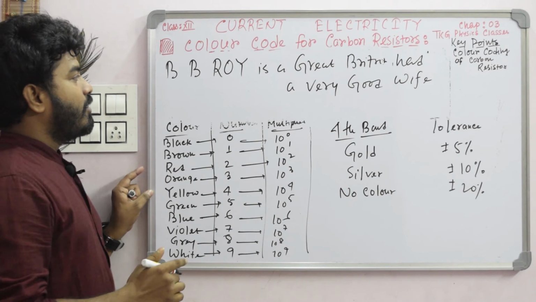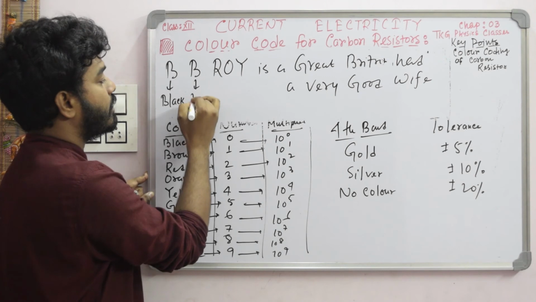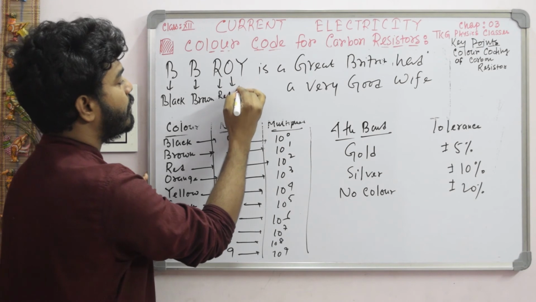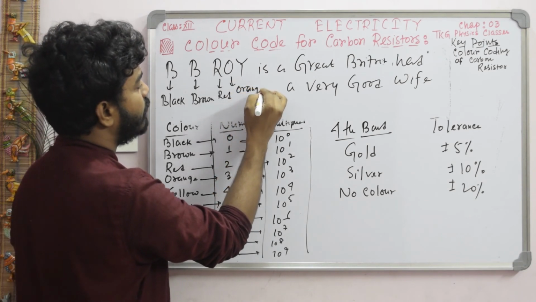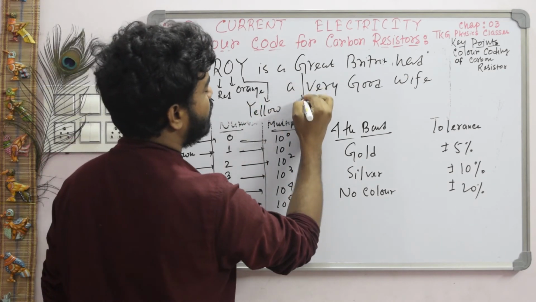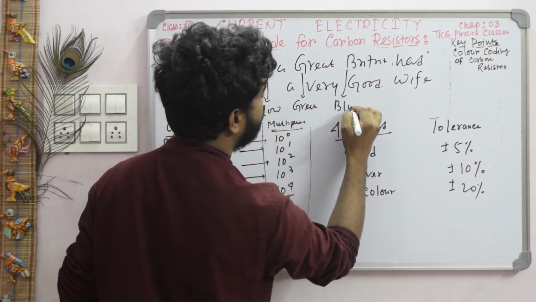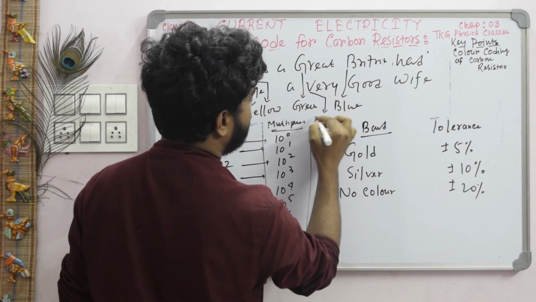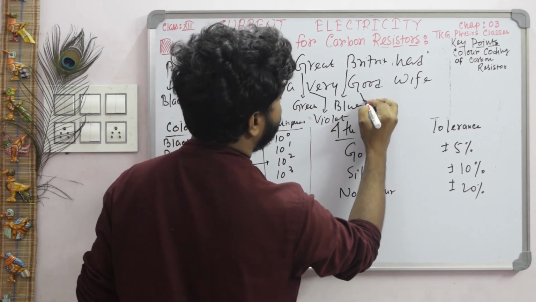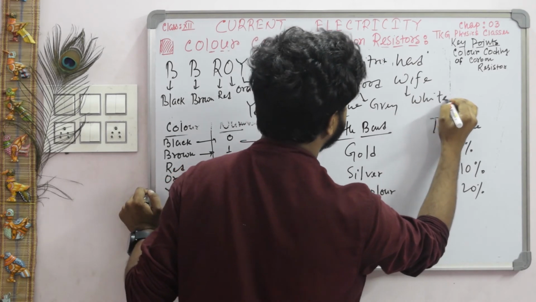Okay. So the first B represents black, the second B represents brown, R represents red, O represents orange, Y represents yellow, this capital G represents green, this B represents blue, this V represents violet, this G represents grey, and this W represents white.